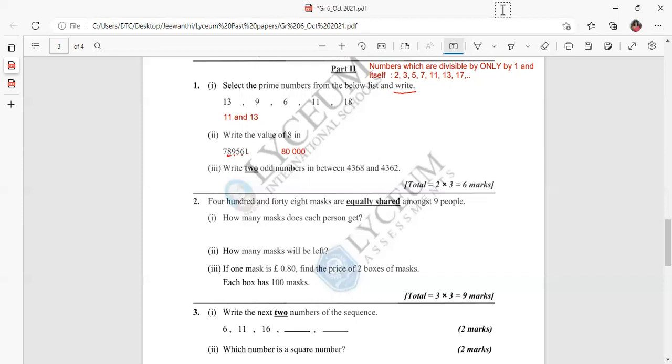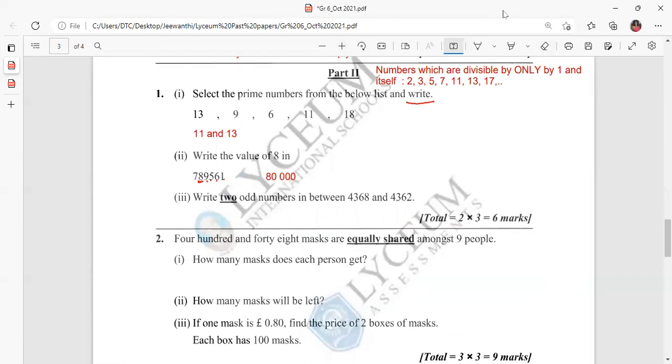Yeah, 80,789,561, right? I'll make it bigger, otherwise you can't see. See? So then it is 80,000. If they ask about the place value, yes, it is 10,000. But here they are asking about the value of 8, no? So then it should be 80,000.